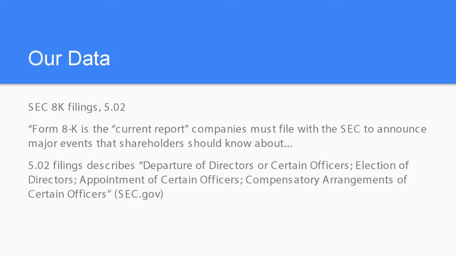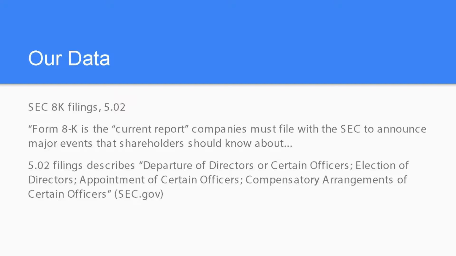Item 5.02s are the ones that announce departure of directors. So every board member that comes and goes has to be reported to the SEC in an item 5.02, as well as pretty much everyone in the C level of a company. So those are the filings we were looking for.